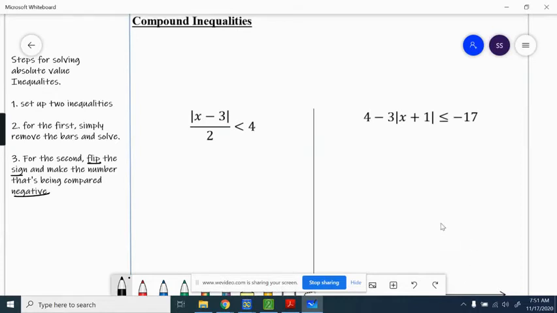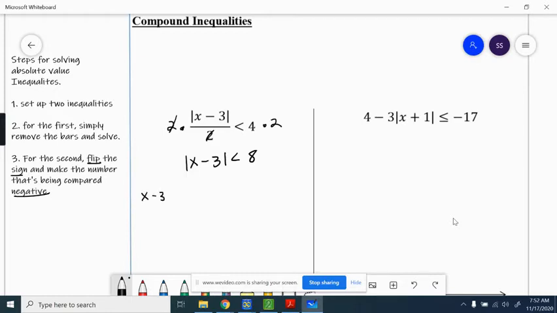So hopefully you got these steps written down. So the first thing we want to do when solving these absolute value inequalities is to remove everything outside the absolute value bars. So anytime we have a number in the denominator that we want to get rid of, we can just multiply by that number and it will cancel out. But if you do it to one side, you got to do it to the other side. So now we're left with the absolute value of x minus 3 is less than 8. And now we can set up two inequalities, right? That's step 1. So the first one, we just simply remove the absolute value bars.